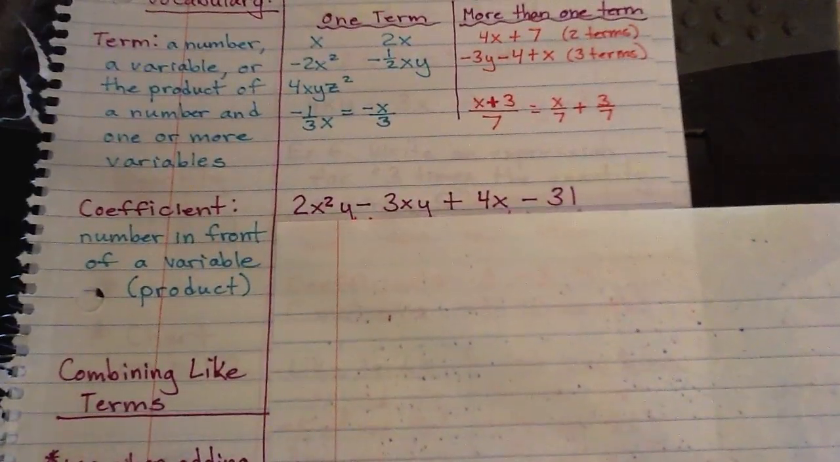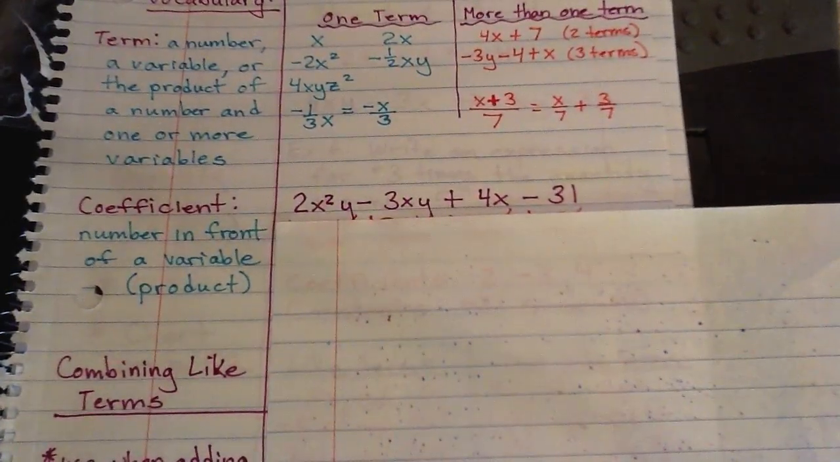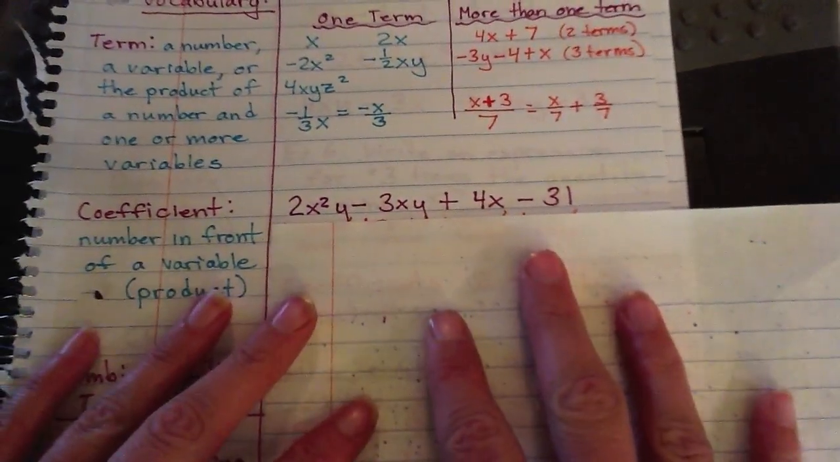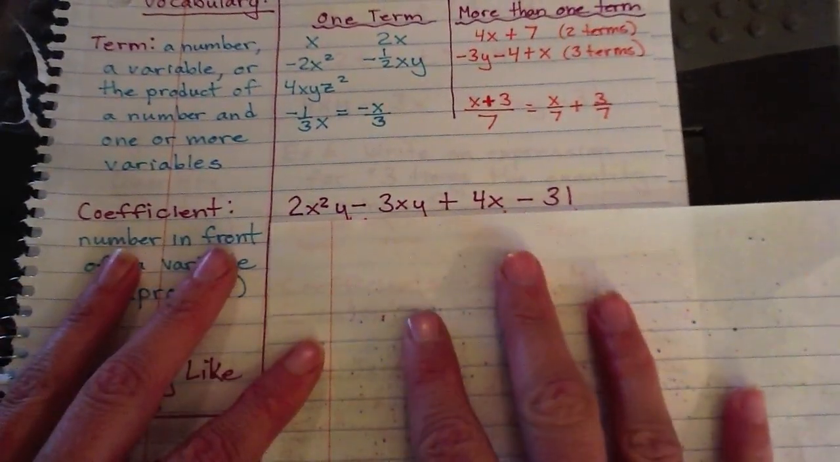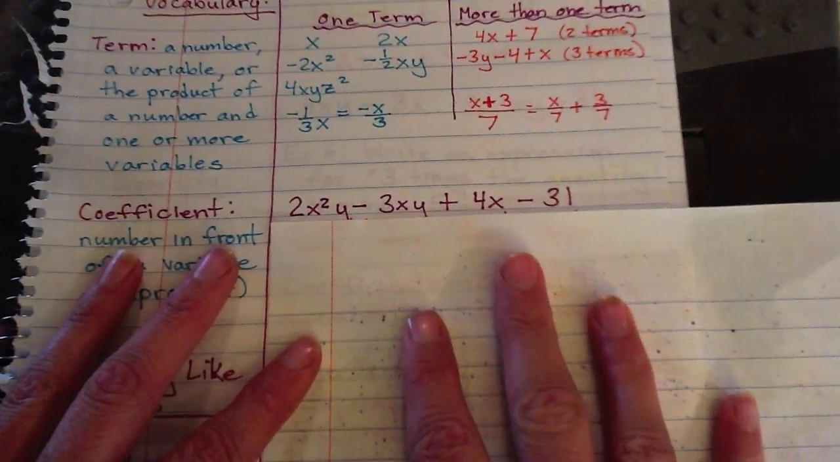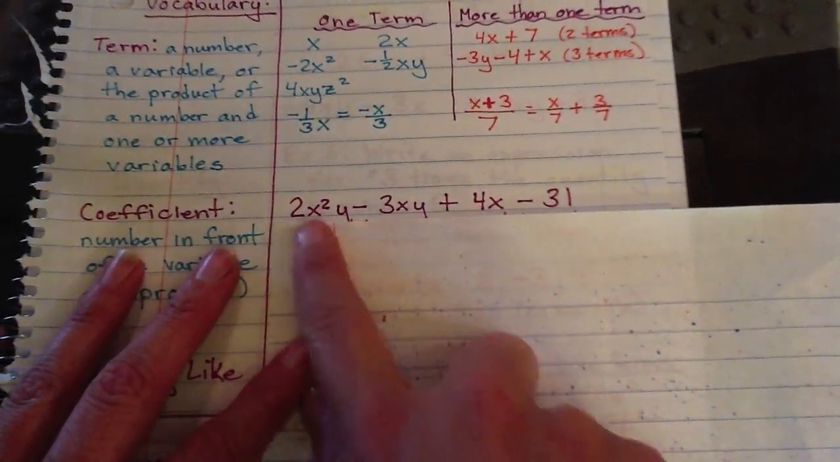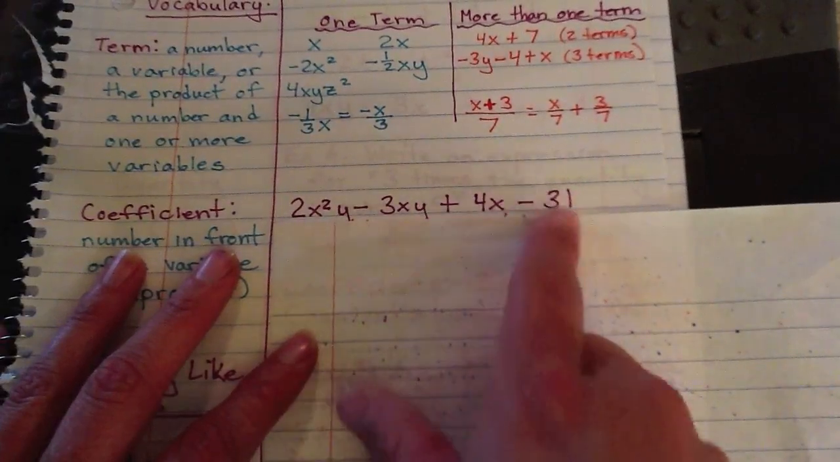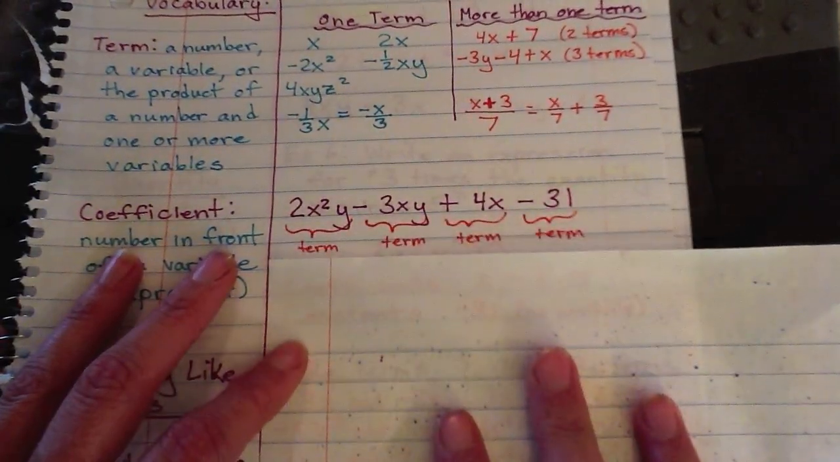Coefficient, here's an expression for you. It's 2x squared y subtracting 3xy plus 4x subtracting 31. What we're looking at here is just identifying the coefficients and the terms. So hopefully all of you have noticed at this point that you have 1 term, 2 terms, 3 terms, 4 terms. So you've got 4 terms there.